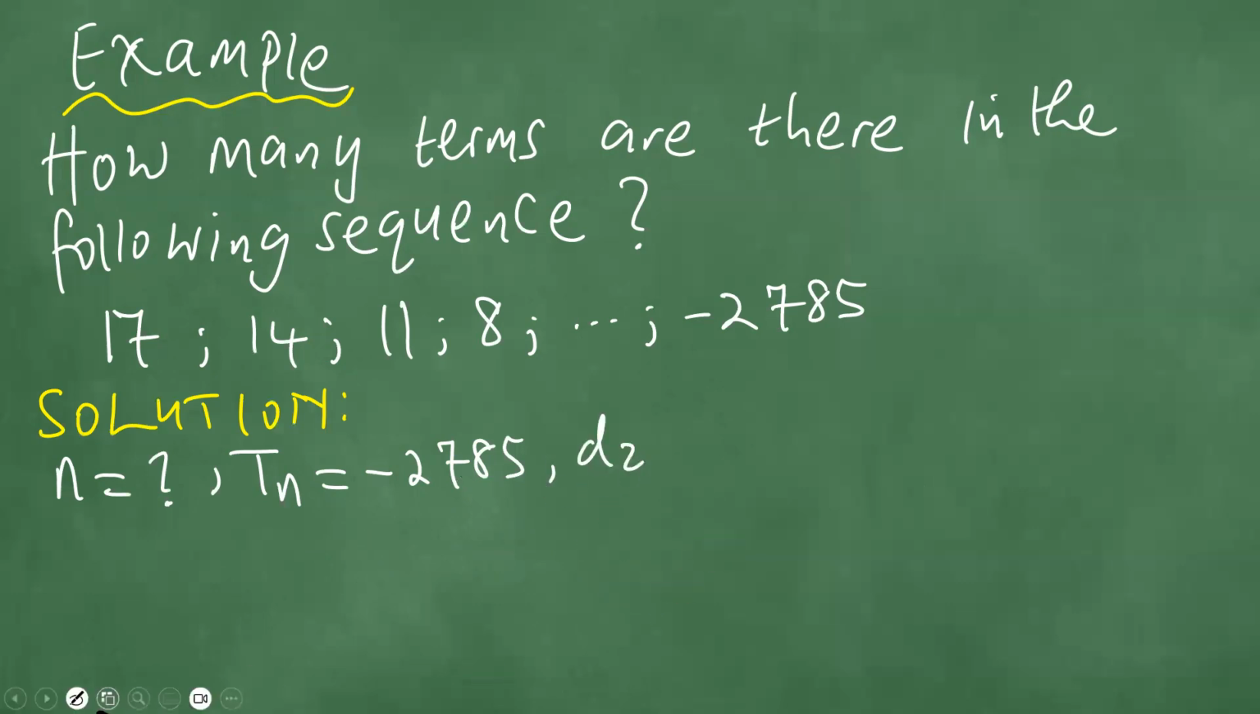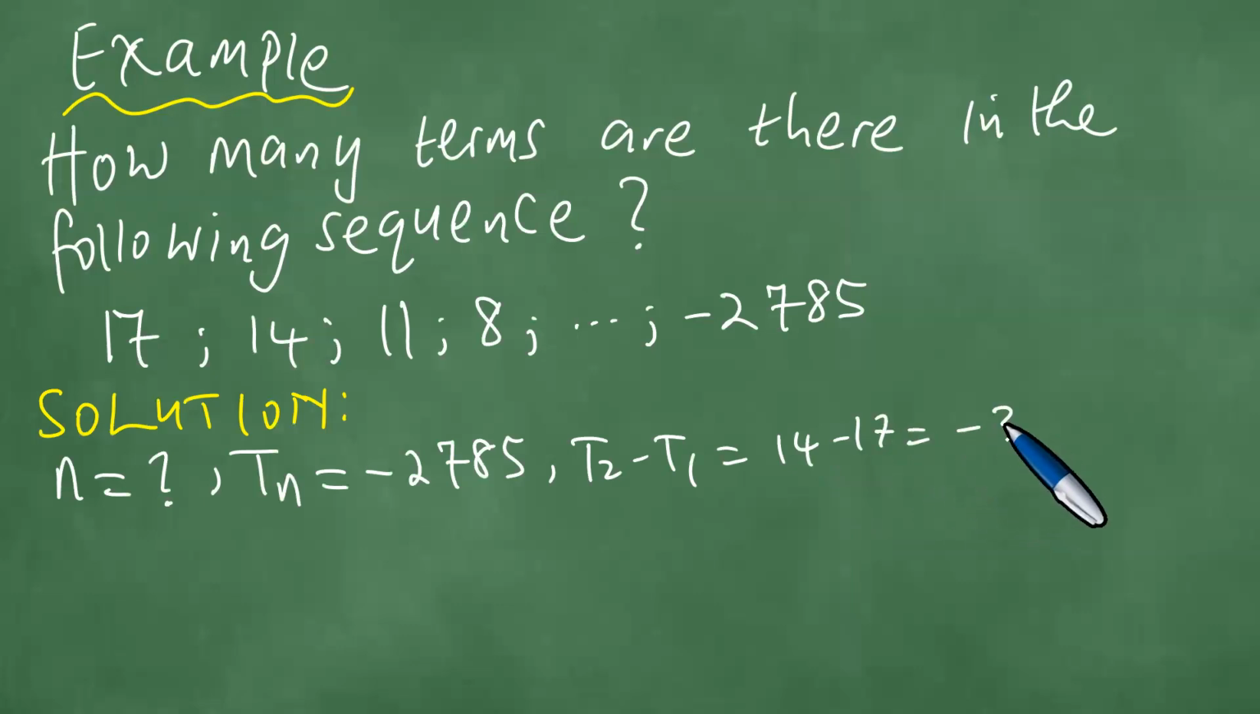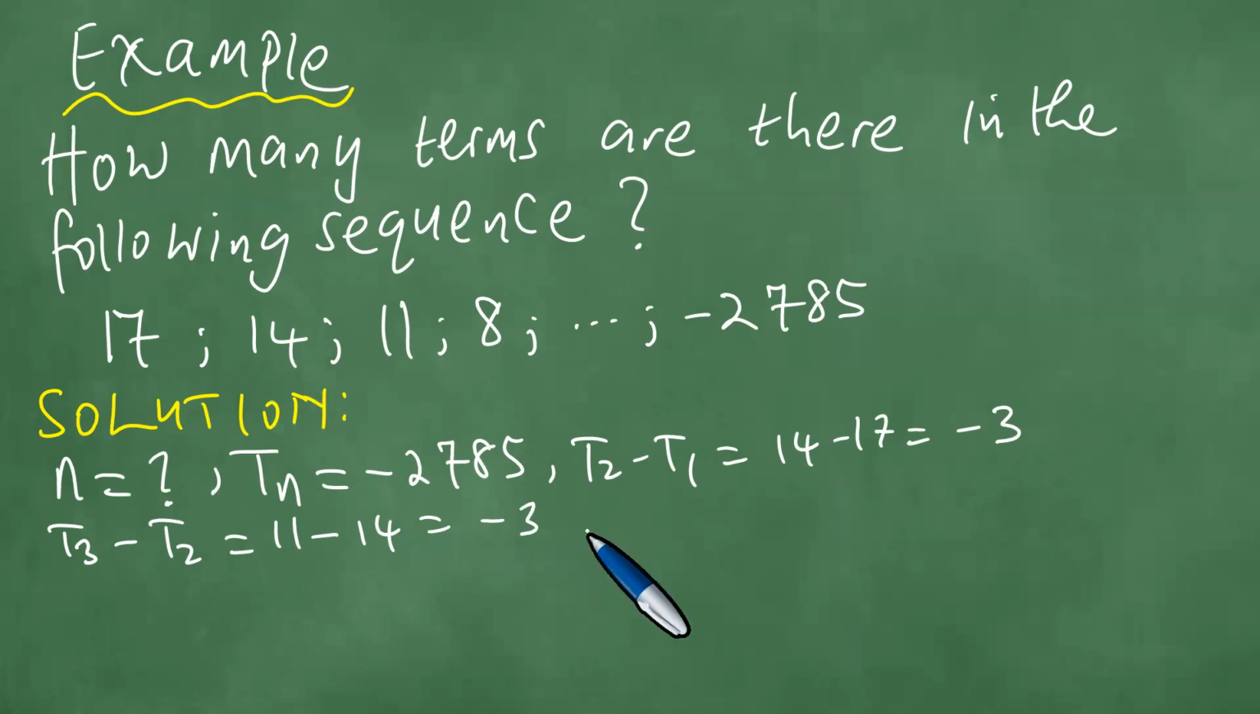So we're going to look at T2 minus T1. What is T2? It's 14 minus 17, which is the same as minus 3. But you also need to check T3 minus T2. What is T3? It's 11. T2 is 14, and the difference is the same. So the conclusion is that D is indeed minus 3.